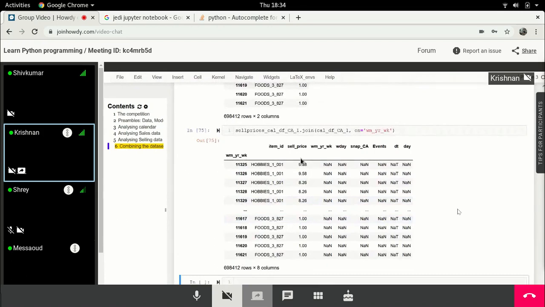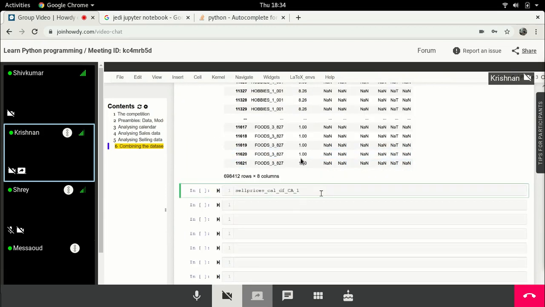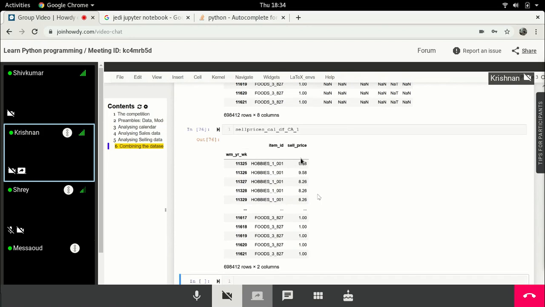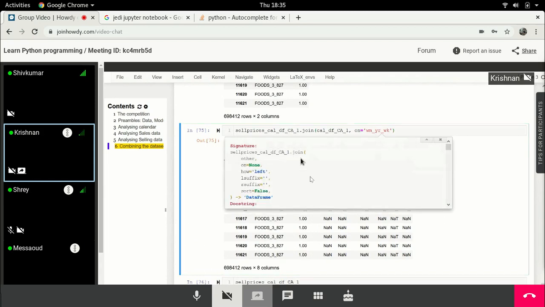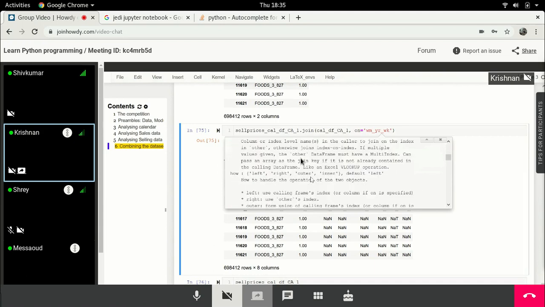Now, why is it like this? You see, we have WMYRWK and we have sell price, but all the days are not a number. Can you do one thing? In this new sell prices, can you check again whether it is returning a data frame or changing it in place? Check if there is an inplace option. No, there is no inplace, so it always returns a data frame.